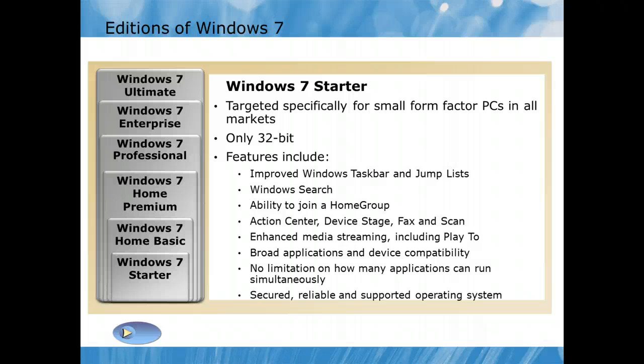Now let's see if this thing will work right. Here we go. The different capabilities of these things. The Starter for small form factor PCs in all markets. So small form factors, when we think that, we think not very powerful. Only 32-bit features, the taskbar, the Windows search, the ability to join a home group, not a domain, so we couldn't use it in an enterprise. The Action Center, broad applications and device, all those things. Secured, reliable, and so you look, they're going to all say secured, reliable, and supported operating system.